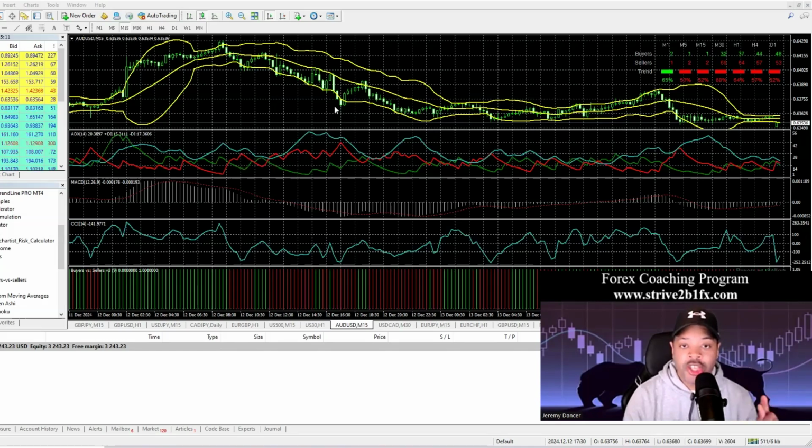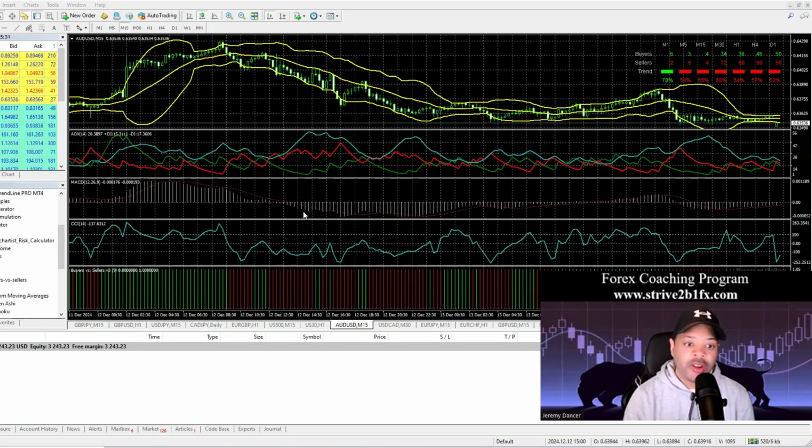Your confirmation that the price is going to be oversold is usually going to be with the CCI. So if a price is oversold, that means the momentum should go up. So when you look at the CCI, which measures momentum, you should see the CCI going up.